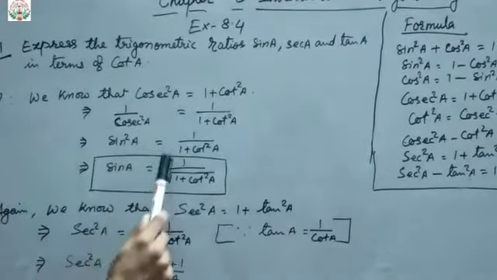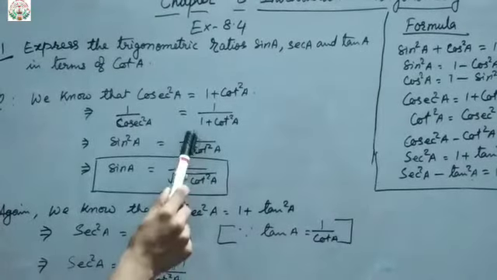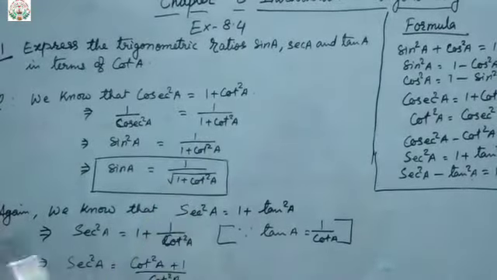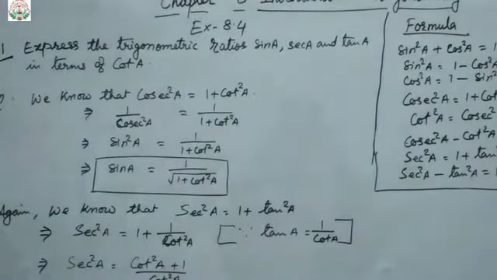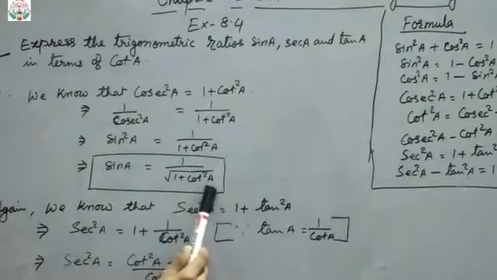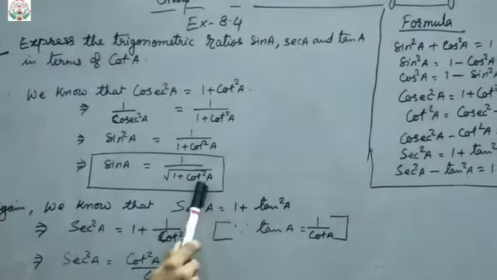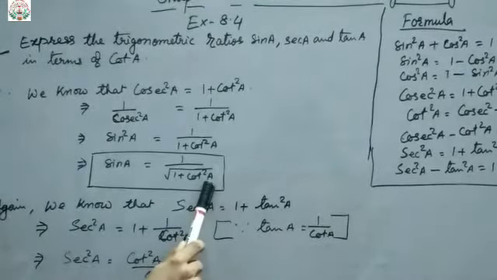Now sin square A is this much. Sin A will be what? Square root of both the sides, that is numerator and denominator. So square root of 1 will be 1 only. So sin A equals 1 upon square root of 1 plus cot square A. So this one answer in terms of cot we got. Sin in terms of cot.